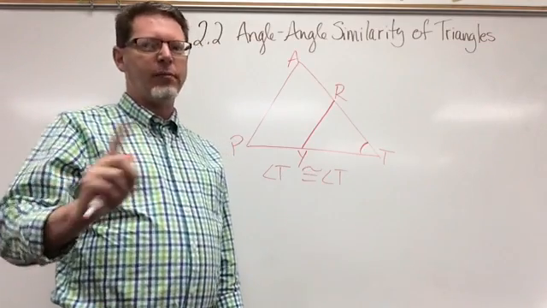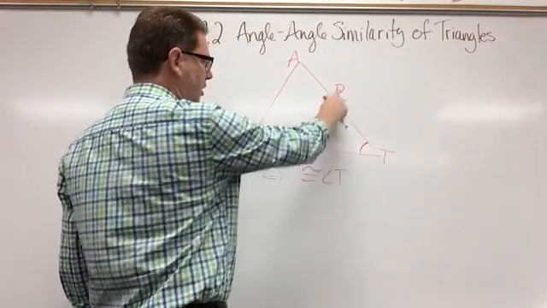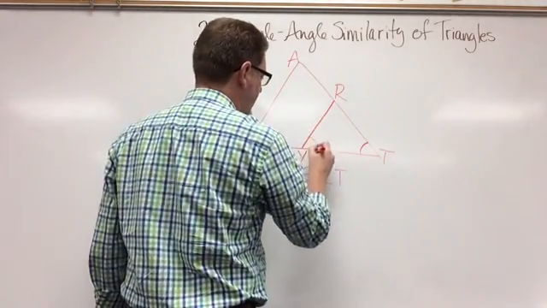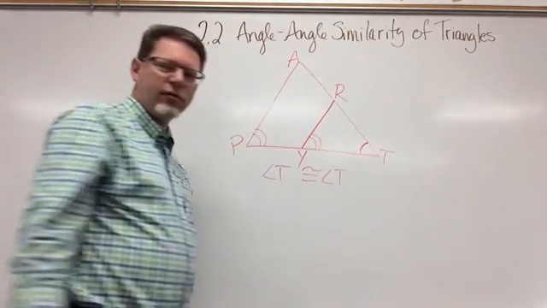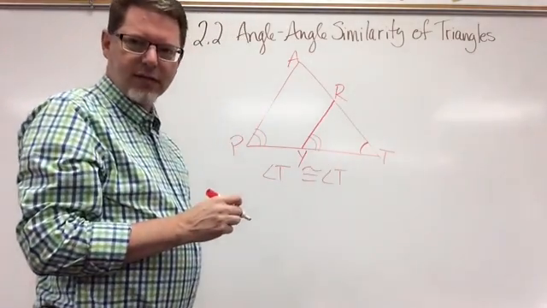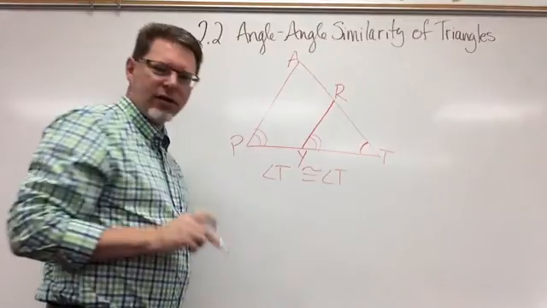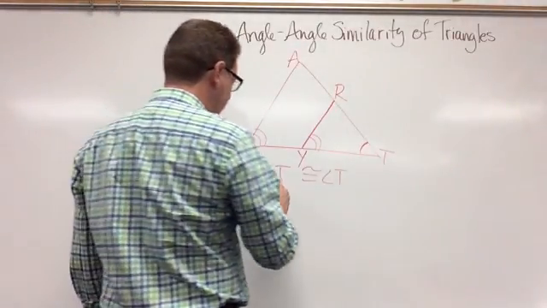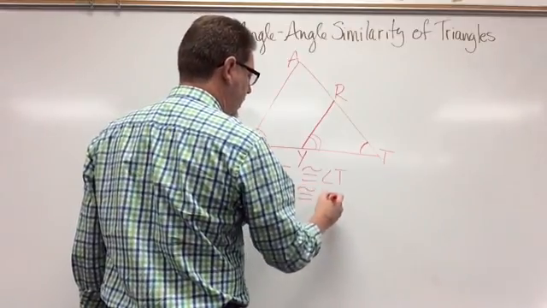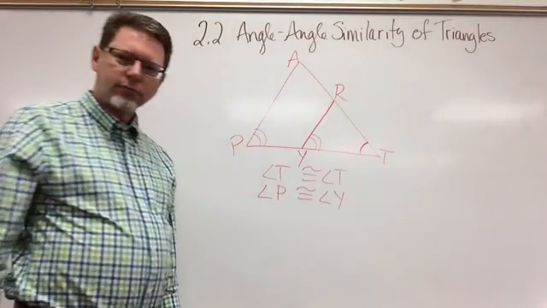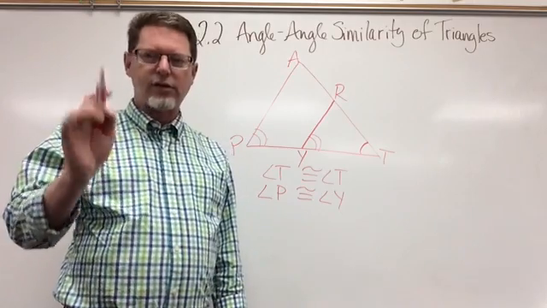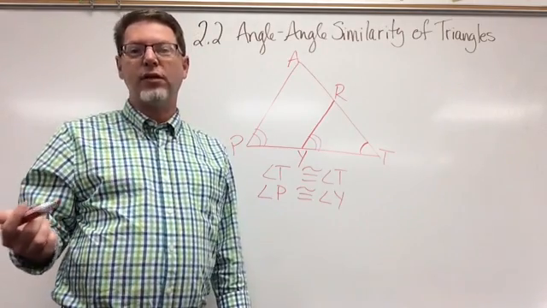Now here's another rule that you may or may not know. Because this line right here, the RY line, is parallel to the PA line, that means that these two angles are congruent. Always. Because when these two parallel lines happen, the angles are congruent. So I could say that angle P is congruent to angle Y. So now I've proven that two angles are congruent. So that means the two triangles must be similar.